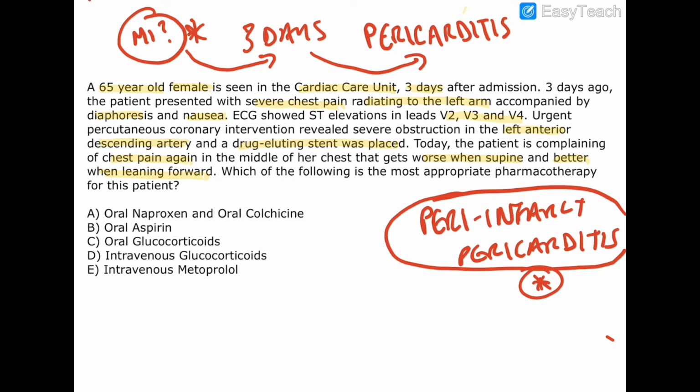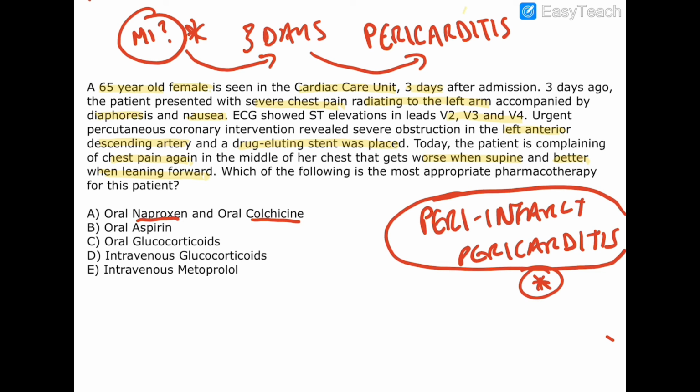Alright, so now that we've established that she has pericarditis, what is the most appropriate pharmacotherapy? Let's go through our options. So we have oral naproxen and oral colchicine. Now we know that both of these drugs are involved in the treatment of pericarditis, typically. However, UpToDate has recently released the guideline that combining an NSAID such as naproxen with colchicine is not advised at the moment, especially with NSAIDs like naproxen. Anti-inflammatory therapy may actually impair scar formation and can lead to further complications.